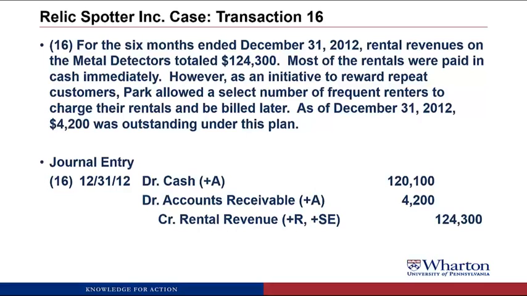So the other way to look at this is this $124,300 of revenue, $120,100 of that came in cash. The other came from providing the rentals and giving an invoice. It hasn't come in cash yet, but instead it's an accounts receivable, which will hopefully soon turn into cash.